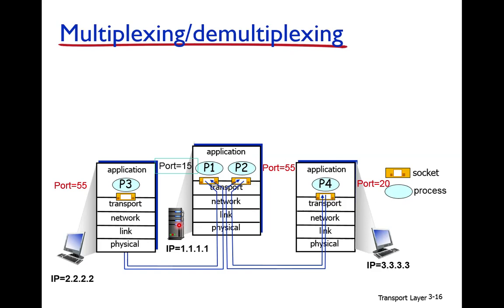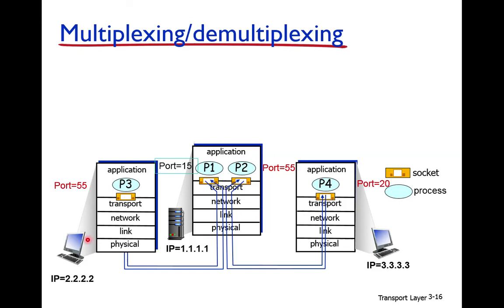So here, this data is for which application? The IP address is not sufficient, because the IP address is used by both applications, P1 and P2. They are both running on this system, and they both have IP address 1.1.1.1. So when the data is received on this system with destination IP address 1.1.1.1, this IP address is not enough to distinguish which application the data is for. So for this purpose we use the port number. Here the port number is 15 for P1 and 55 for P2.